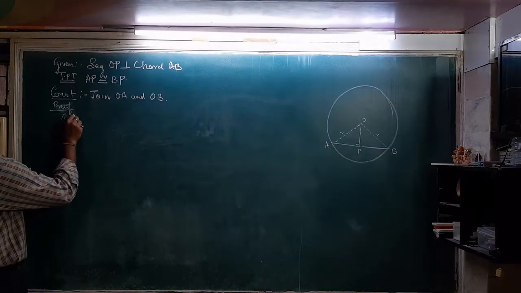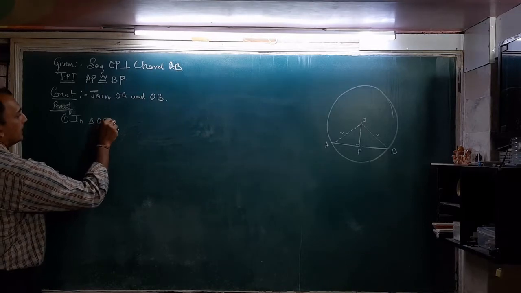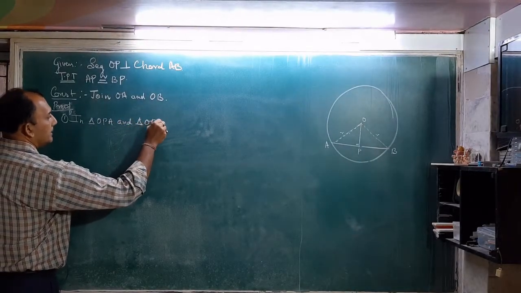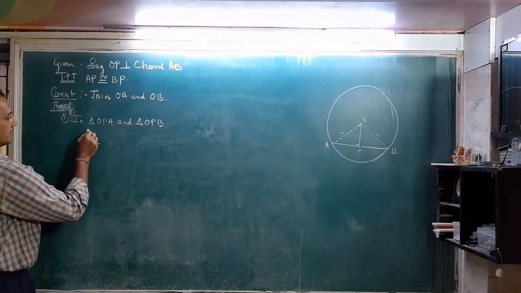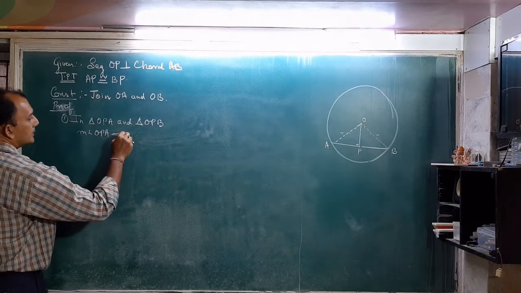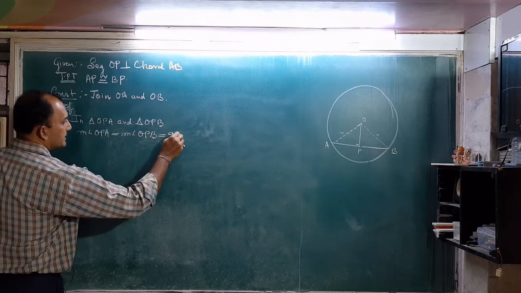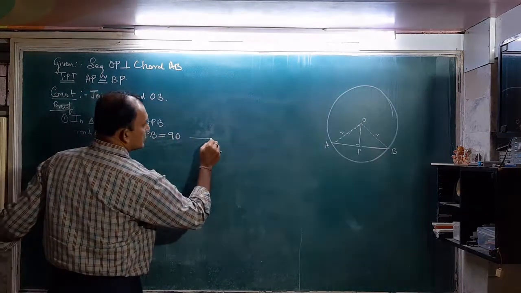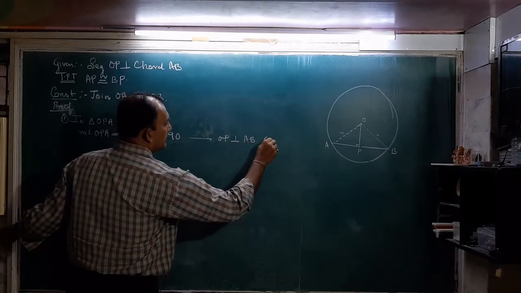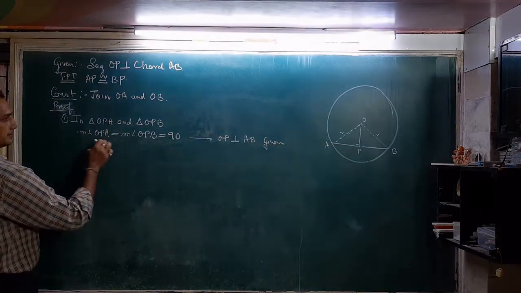First, in triangle OPA and triangle OPB, we can tell measure angle OPA is equal to measure angle OPB equals 90. Reason for this is OP perpendicular to AB, given. Now we have a right angle.